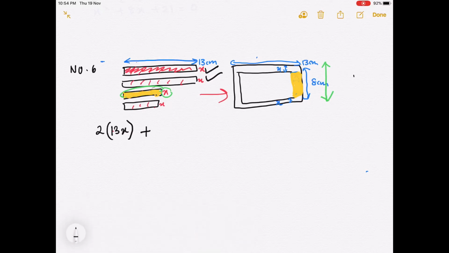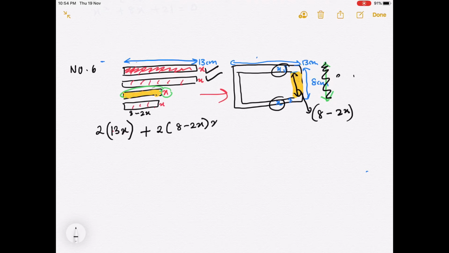Untuk cari kuning ni, bukan panjang ni saja, adalah 8 tolak 2x. Sebab lebar dia kan x dengan x kan. Hujung ni x, hujung ni pun x lebar. So yang kuning tu panjang dia 8 tolak 2x. Maksudnya panjang kat sini adalah 8 tolak 2x. So untuk 2 segi 4 ni boleh buat 2 darab 8 tolak 2x darab dengan x. Okey, so luas ni semua akan sama dengan 20.